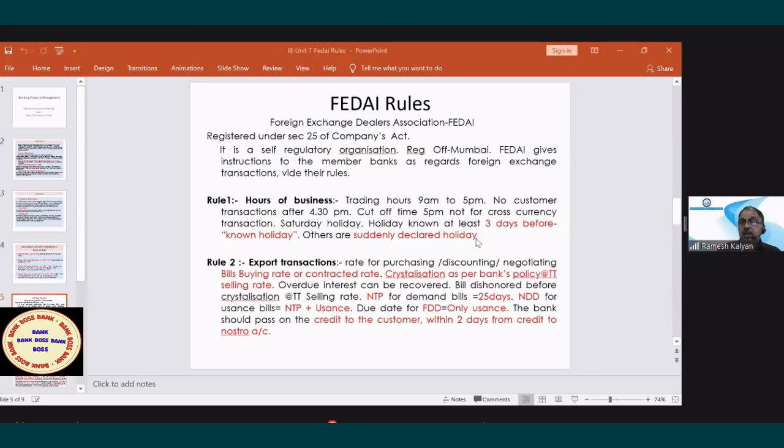Can anybody tell me what is the rationale behind fixing 3 days? Why has FEDAI picked 3 days? Can you tell me? Spot. Very good. Excellent. Very good. You will all pass.